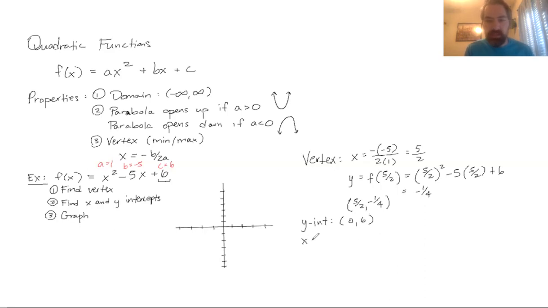Now the x-intercept, we've got to show some work here. For the x-intercept, you're letting y equal 0. In this case, you're letting the function equal 0.